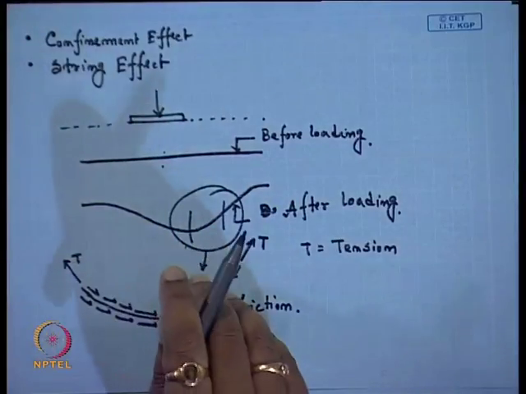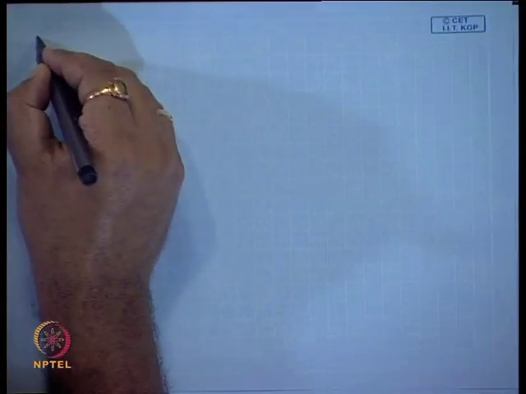That is called the confinement effect. That means the soil is under a confined compressive condition, which is why its properties and strength are improved. Because of this action the soil strength is improved. Next one is the string effect, which is also very important.